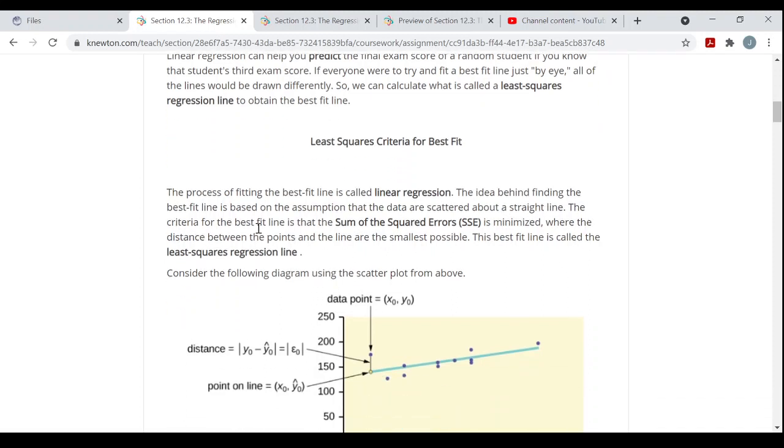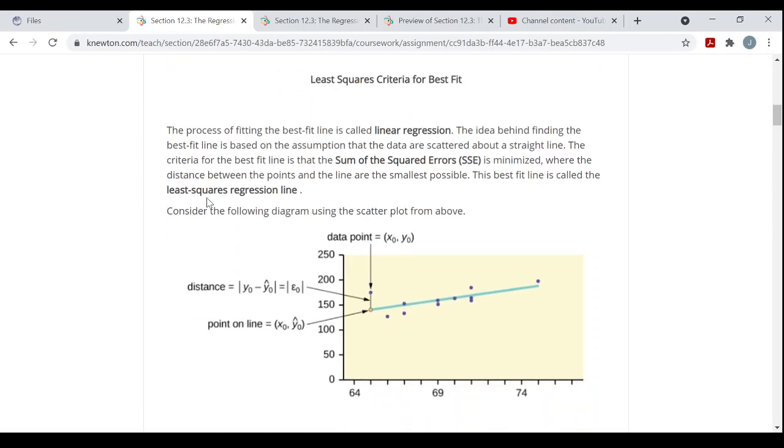The criteria for the best fit line is that the sum of the squared errors, SSE, is minimized, thus the name least squares. Right? The sum of the squared errors is smallest, where the distance between the points and the line are the smallest possible. Alright, so this best fit line is called the least squares regression line. Again, line of best fit, regression equation, all that stuff.